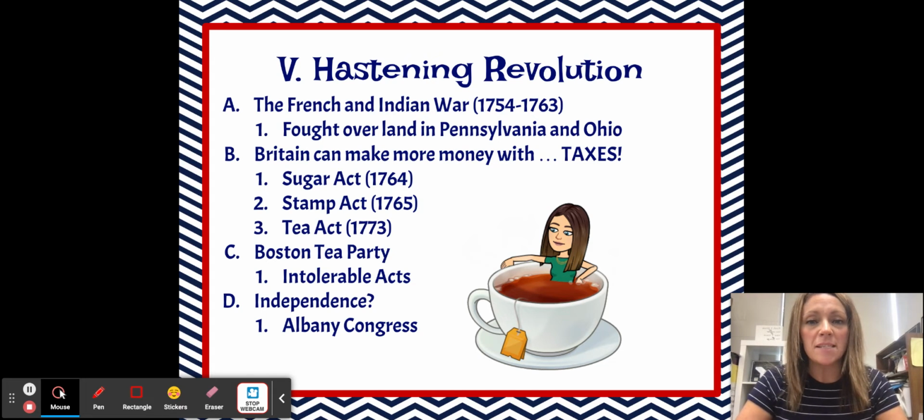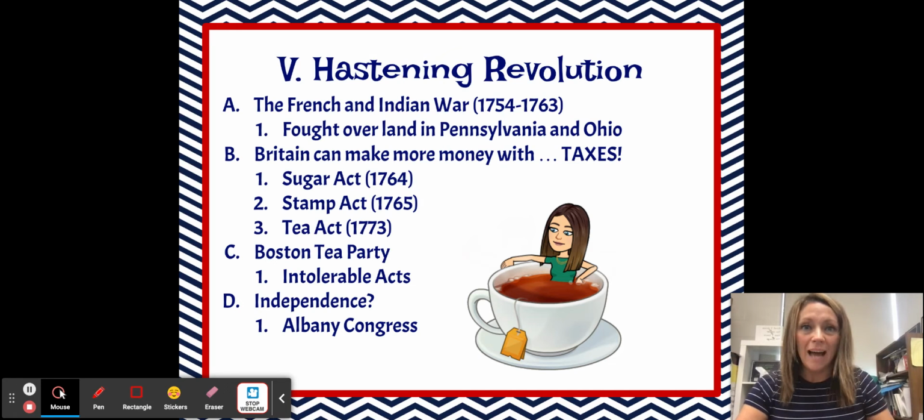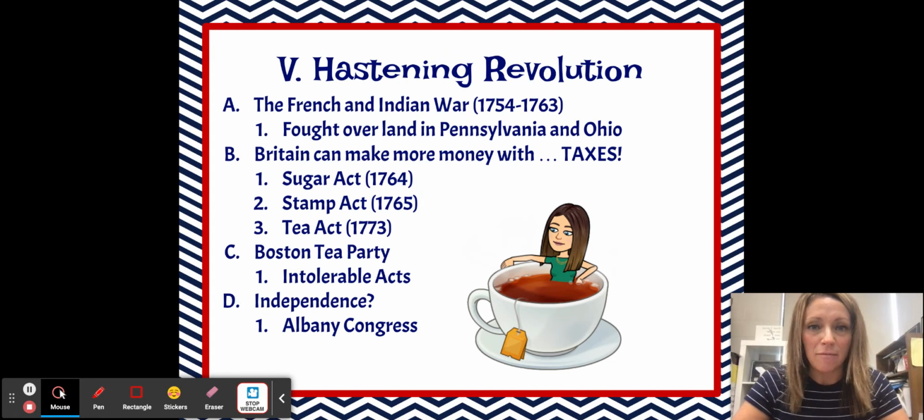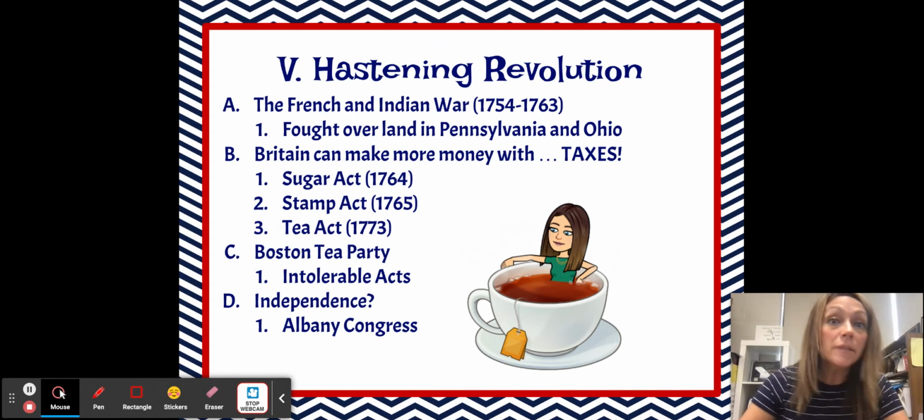The Sugar Act was passed in 1764, and this one specifically taxed things dealing with, well, sugar. So rum, molasses, sugar, that kind of stuff. The next act was in 1765, and it was the Stamp Act. Now, the Stamp Act was going to place a tax on any paper products, so like newspapers or legal documents, marriage certificates, that kind of stuff.